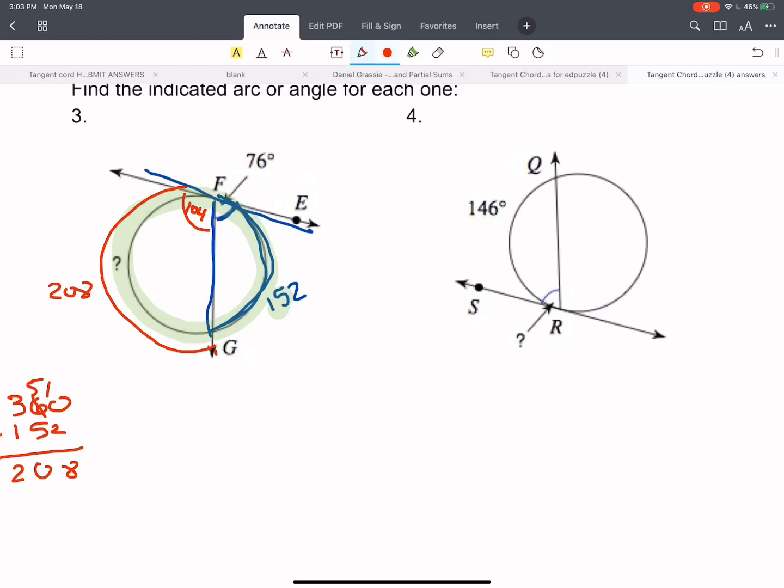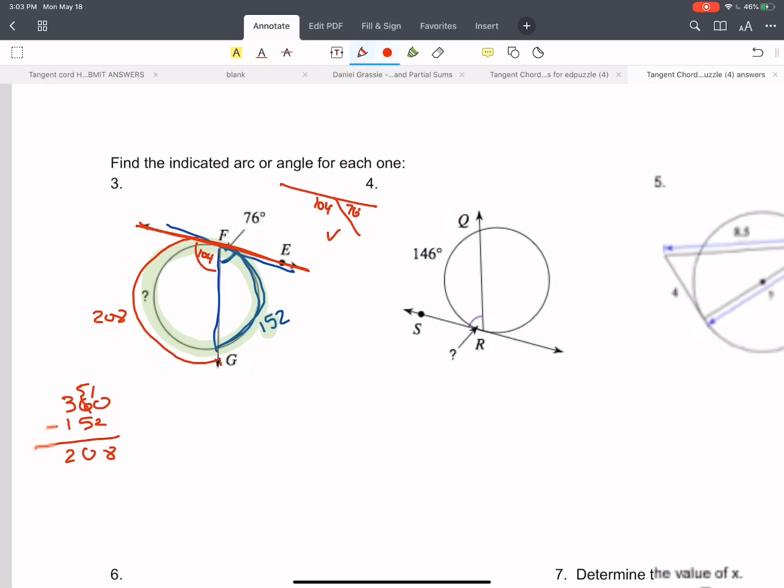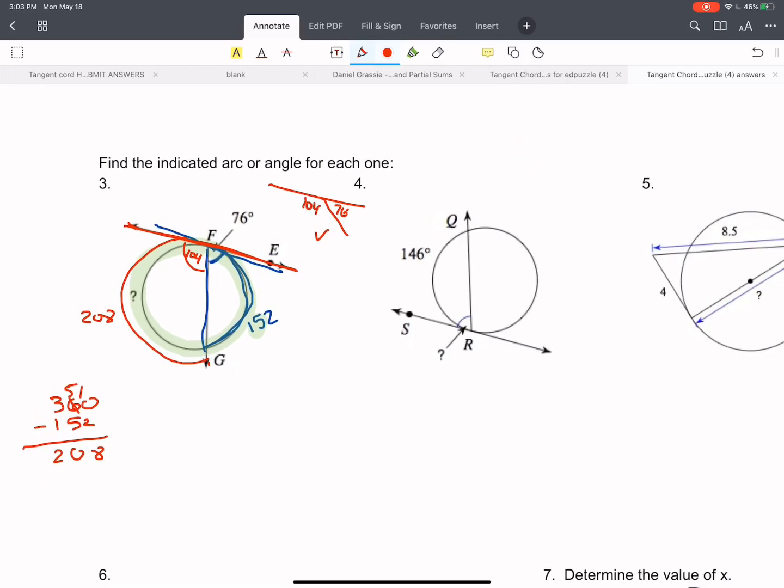104. Now I just want to make sure here we have a straight line, and in that straight line we have 104 and 76. Do you see that? Do they add up to 180? They do. It checks. Straight lines always do. So anyway, they were asking about that arc. I went a little further than I had to. So the arc they were asking about, sorry about that, what was it? Arc FG is equal to 208 degrees.